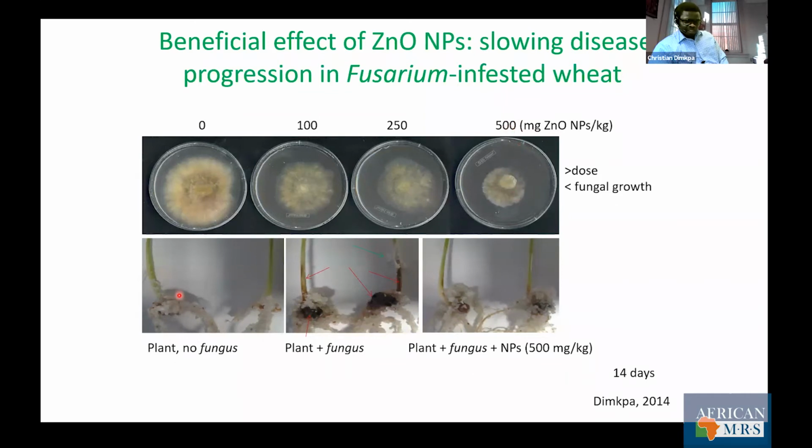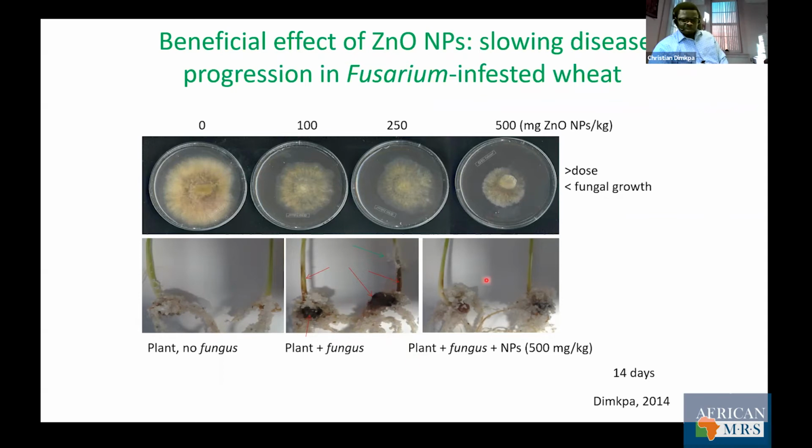This plant is infected with fungus. This plant is a control plant. It has no fungus. You can see the stem is green and the roots are not rotted. This plant has fungus in it. If you look at this green arrow here, you see the fungus, the hyphae and the mycelium, they are growing here, and it's affecting the plant. The roots are rotting in both cases.